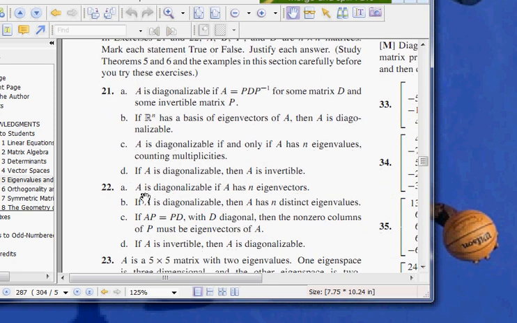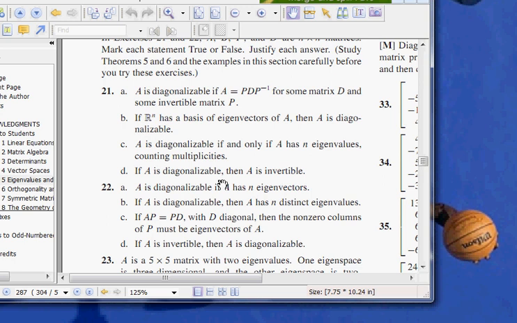If A is diagonalizable, then A is invertible. So this one is actually kind of tricky because, and I was a little fooled by this, but in section 5.1, what did we say was a reason why a matrix was invertible or not? Well, whether something is invertible depends on whether zero is not an eigenvalue, okay? As long as 0 is not an eigenvalue, then the matrix is invertible.